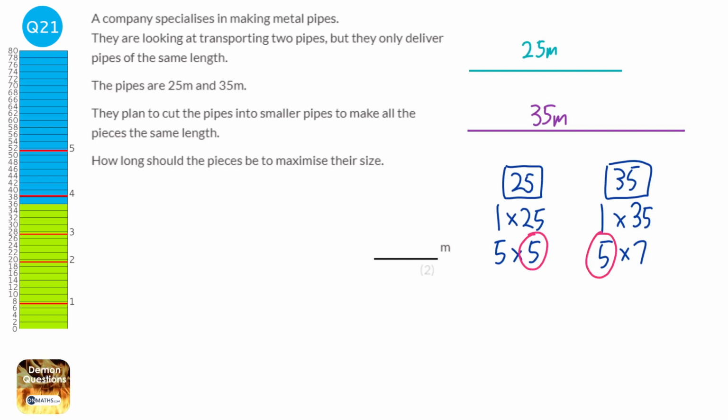So what we can do is we can cut all of these pipes into 5 metre pipes. So 1, 2, 3, 4, not to scale, and then 7 of these. So 1, 2, 3, 4, 5, 6, and so there's 7 in total. So each of these are 5 metre long, and there's no wastage. And that's the longest we can make the pipes for there to be no wastage at all. So my answer is 5 metres.